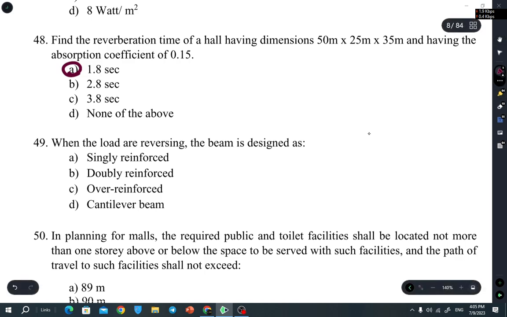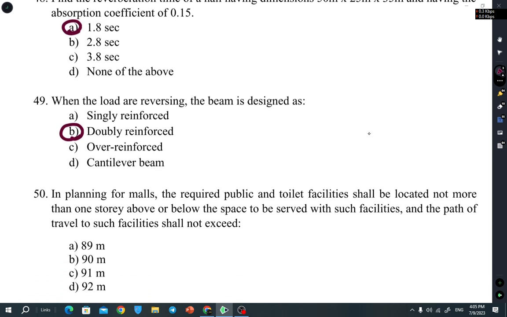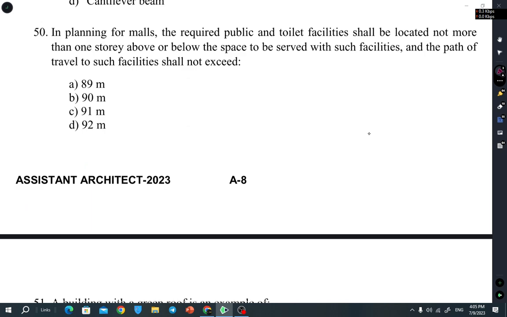When the loads are reversing, the beam is designed as doubly reinforced. In planning for malls, the required public and toilet facilities shall be located not more than 1 story above or below the space to be served with such facilities, and the path of travel to such facility shall not exceed 91 meter. Option C.